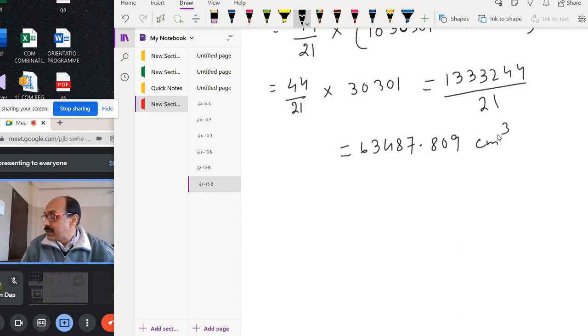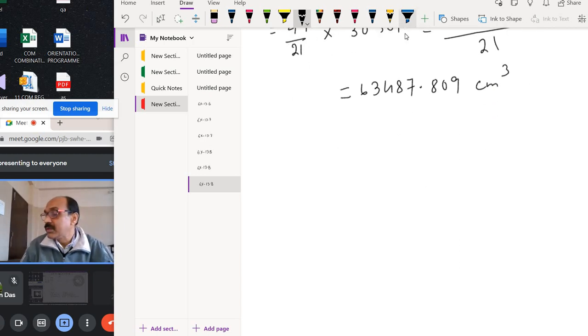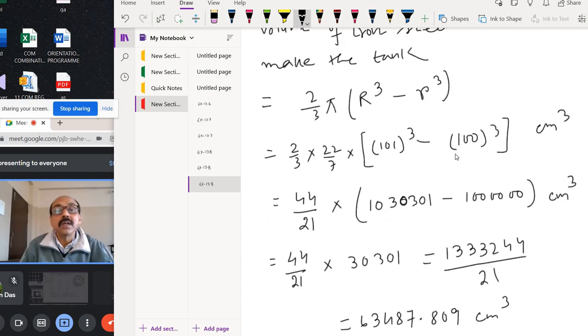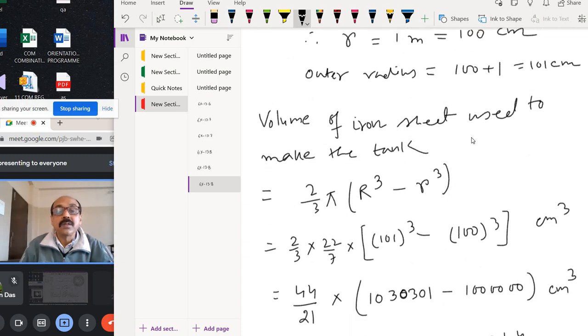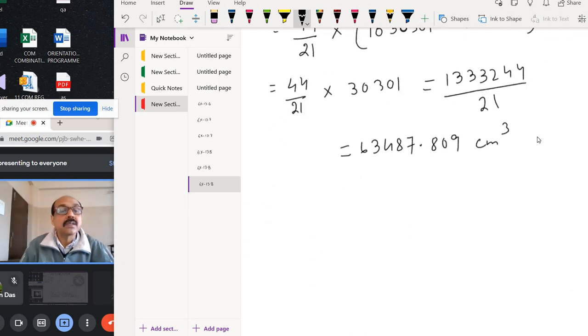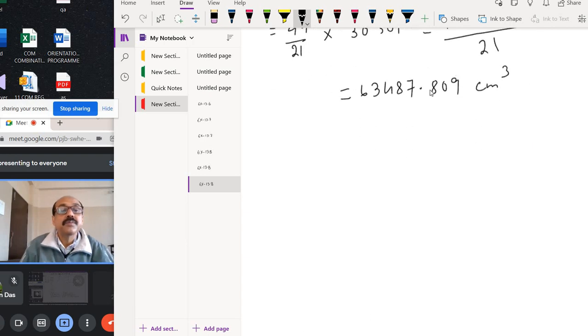So this is in centimeter cube. You can convert it into meter cube. This is the actually required volume of the iron sheet used to make the tank.